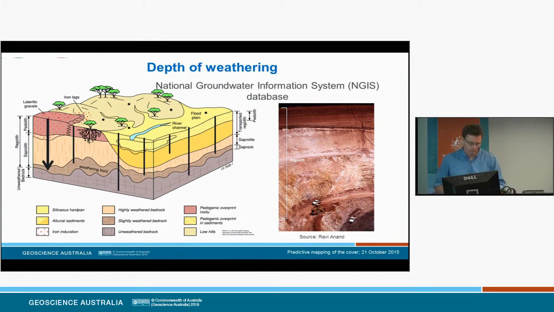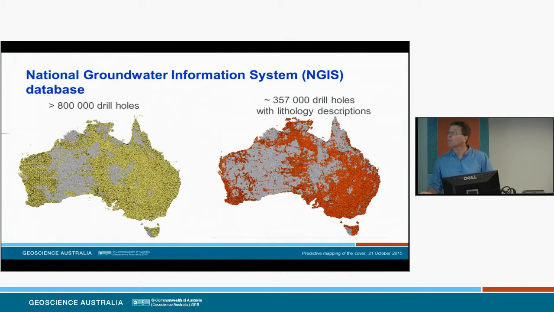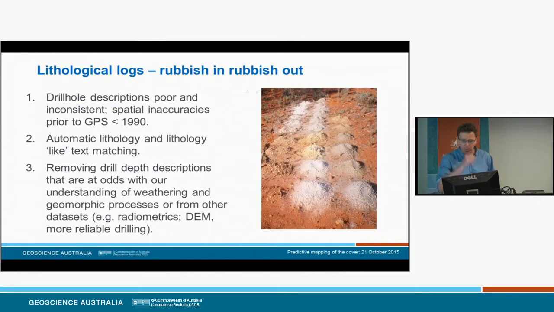When you look at that, you get quite excited. You think, okay, we've got almost 1 million drill holes here. Unfortunately, there are only about 357,000 with lithology descriptions, but that's a lot of data. Then you look at it a bit more closely and you realise, oh my God, it's quite a mess. The descriptions are very poor and inconsistent. We've got spatial inaccuracies prior to GPS, 1990. If you had 6 people interpreting the boundary from these drill spoils, you'd probably get 10 different answers. It's difficult to work with.